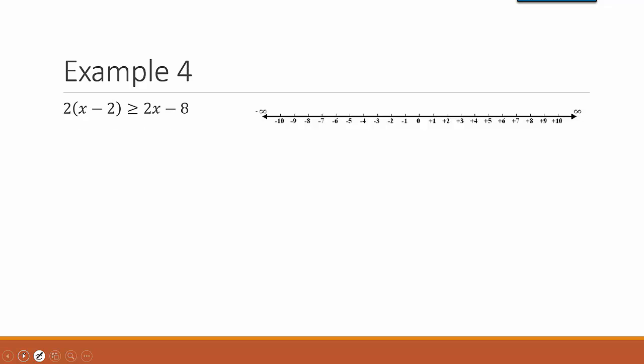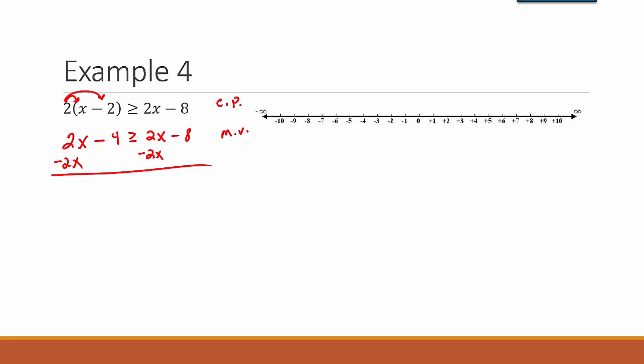All right, so what if I had 2 parentheses x minus 2 is greater than or equal to 2x minus 8? So we need to clear those parentheses first. 2 times x, 2 times negative 2, 2x minus 4 is greater than or equal to 2x minus 8. So after we clear the parentheses, what should we do? That's right. Let's get our variable terms together. Subtract 2x, subtract 2x, and 2x minus 2x cancels out on each side. So I'm left with negative 4 is greater than or equal to negative 8.